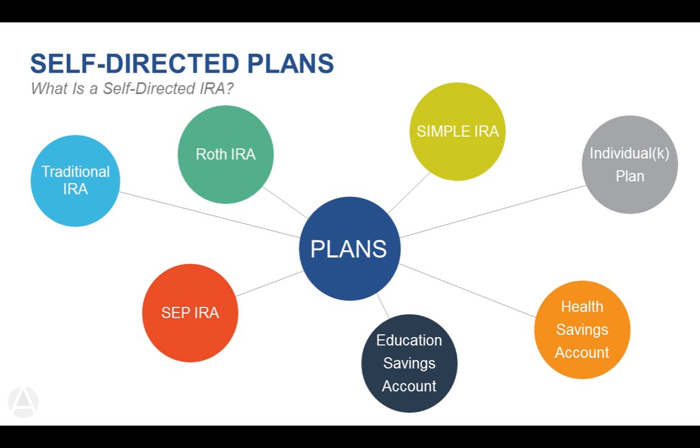So with the traditional IRA, as I said, you do get a deduction for adding money into it. You are paying tax on the fruit that you pick off of the tree instead of the seed that you plant.